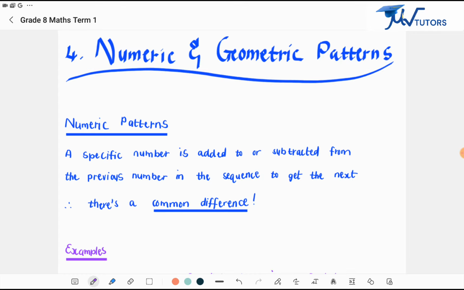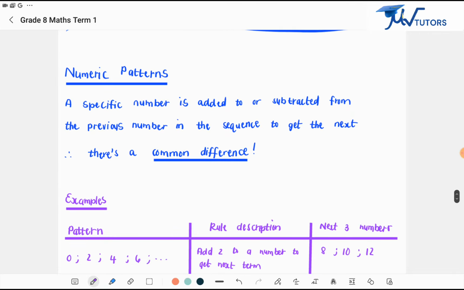Now, when we start with numeric patterns, I'm just going to define what that is. So, a numeric pattern is a specific number that is added to or subtracted from the previous number in the sequence to get the next. Okay, therefore, we have a common difference. So basically you're taking a specific number that you either add or subtract in a particular sequence in order to get a future number, the next number. And that number that you keep adding or subtracting is a common difference.